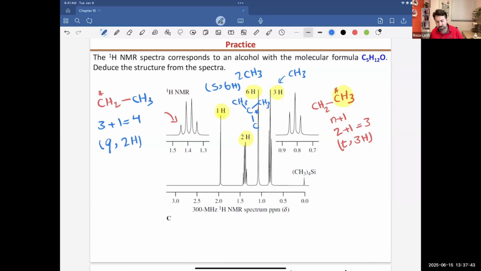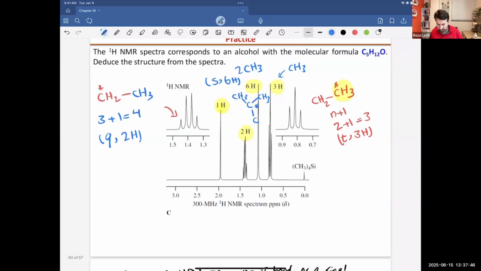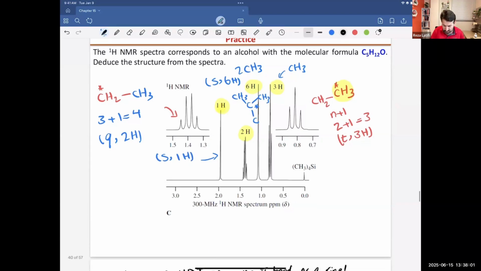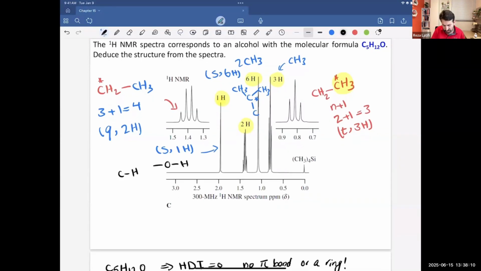Now, before I go to the next one, this one is a singlet and is 1 hydrogen. What's the possibility for it? One possibility maybe is OH. Another possibility maybe is a CH, with groups around it that don't have hydrogen on them. But clearly, we would need way more carbon to get such a tertiary hydrogen, technically.